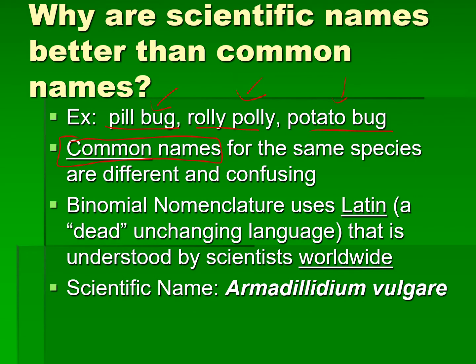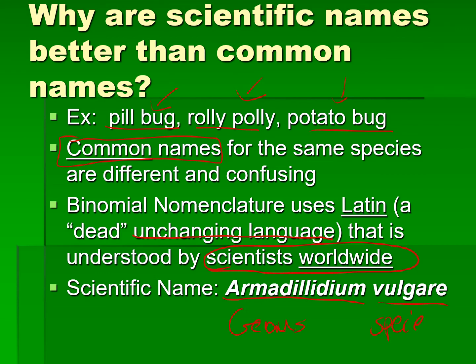Now, we use a Latin name, which just means it's an unchanging language. That language is no longer evolving or creating new words. You're not going to have a word for the internet in Latin. And this is understood by scientists worldwide. So no, we don't speak Latin, but we use the Latin terms so that we can have one set language, right? So the scientific name for that bug is Armadillidium vulgare, right? So you might not know how to pronounce it. I don't know how to pronounce it, but that's okay. What you want to recognize is that this is the genus, if I can spell, and this is the species.